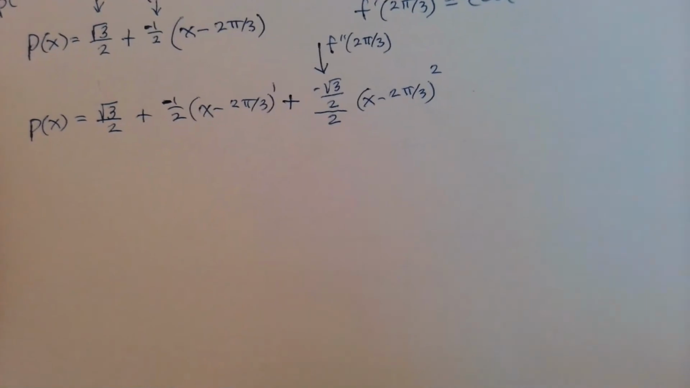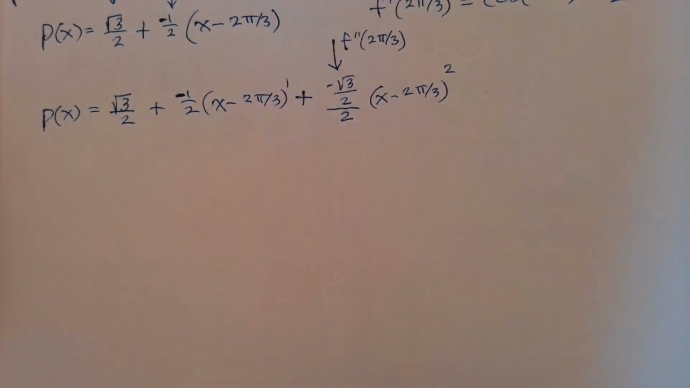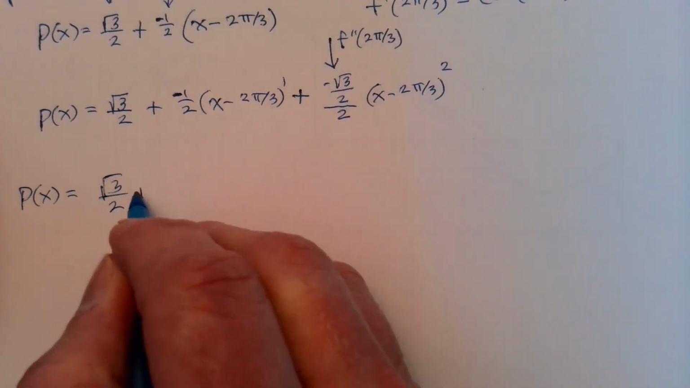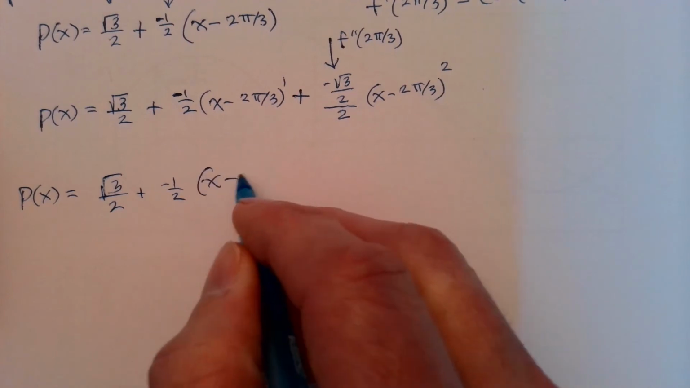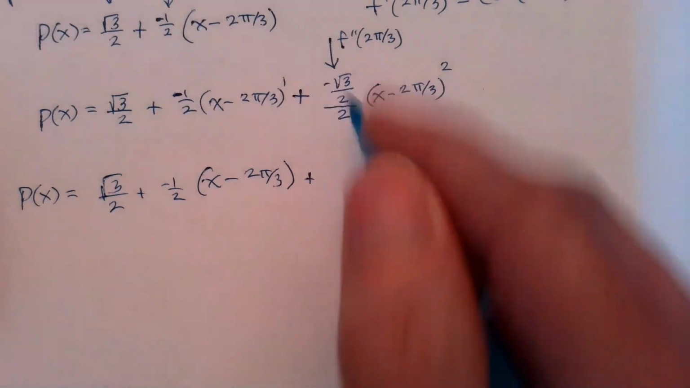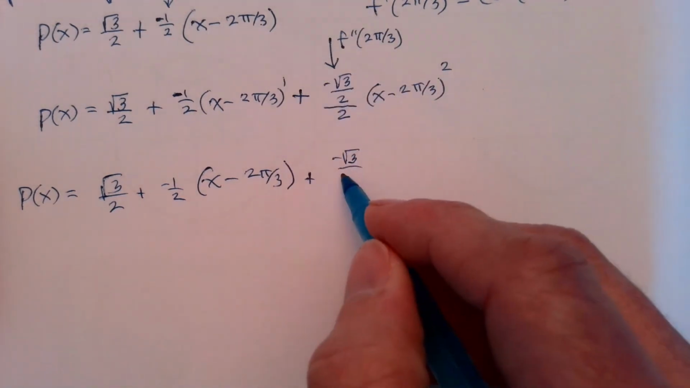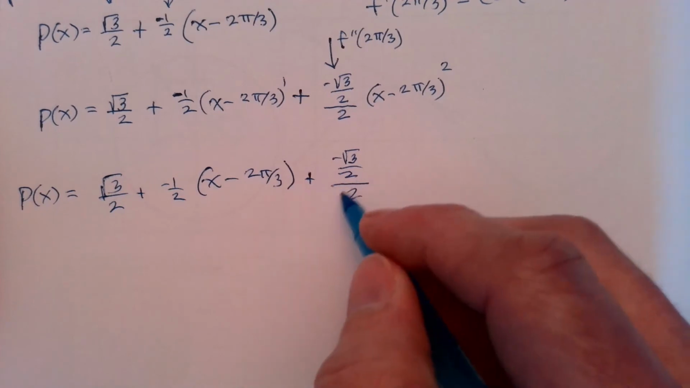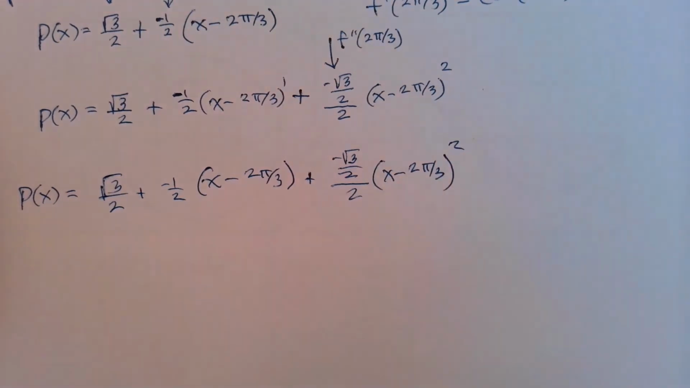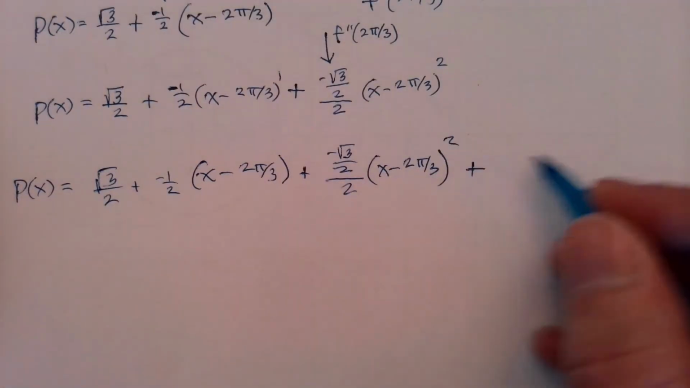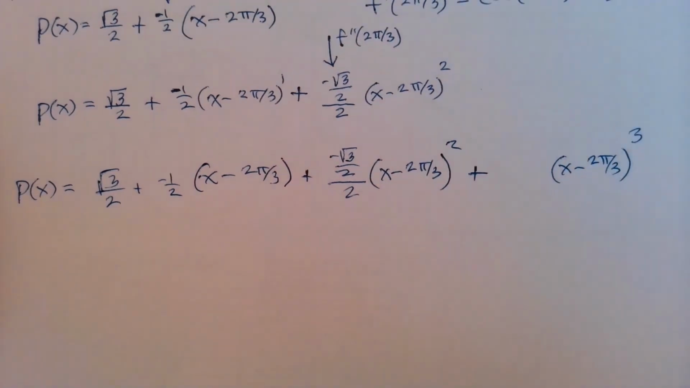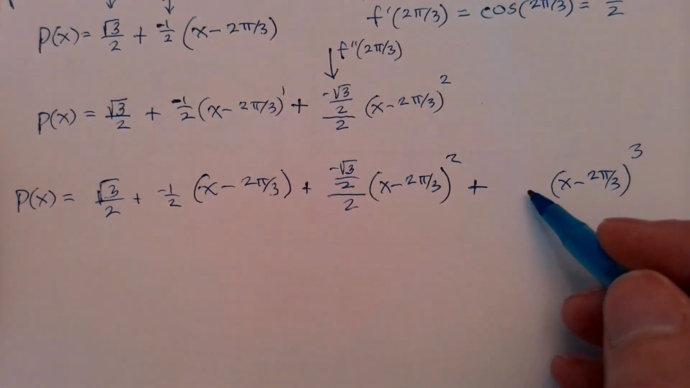And that is, let's go for a third term. So we'd have root 3 over 2, negative 1/2, x minus 2 pi over 3 to the first, plus we just got this one, which was negative root 3 over 2 over 2, emphasizing that I had to divide by 2 there. And this was squared. Our new term is going to look like this. It's going to be x minus 2 pi over 3 cubed. But what will be the coefficient here?